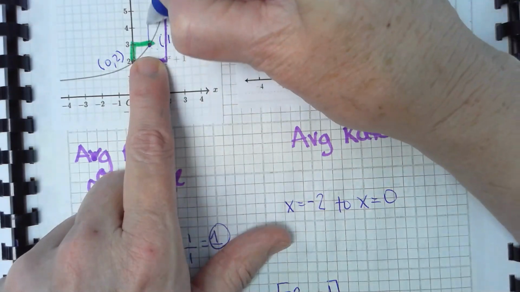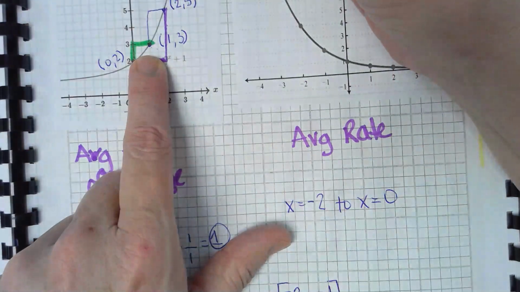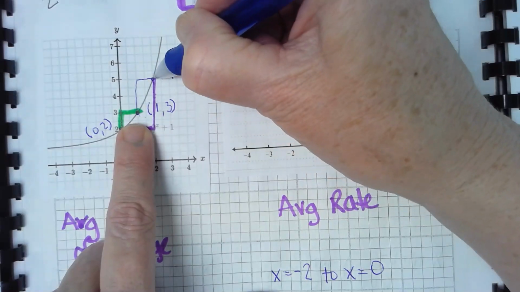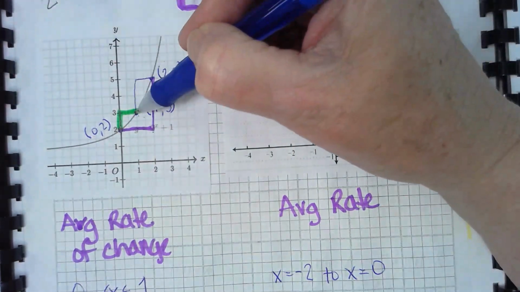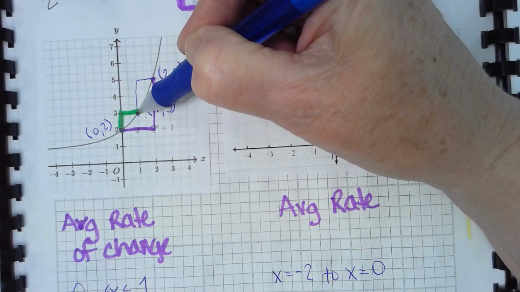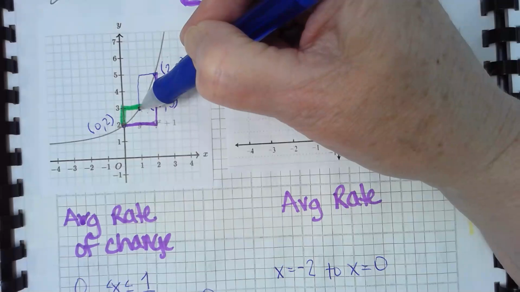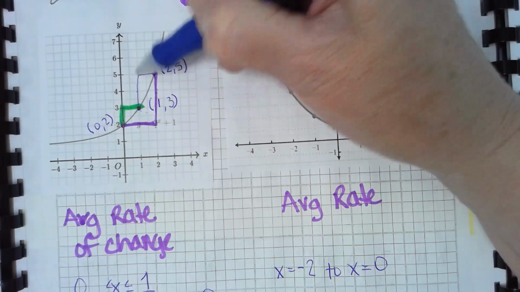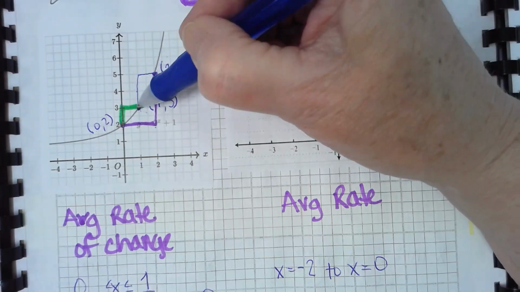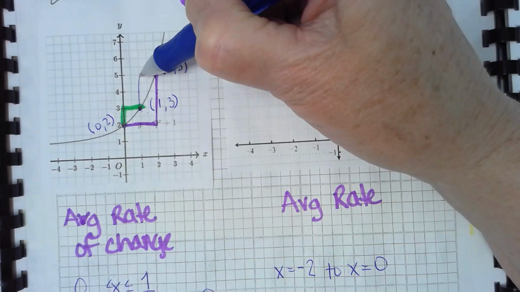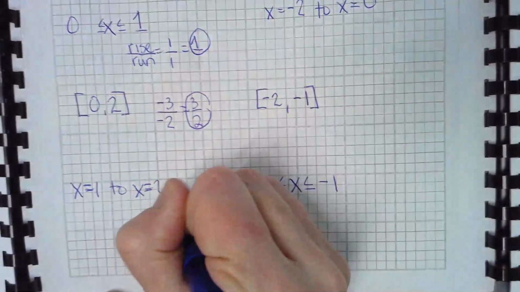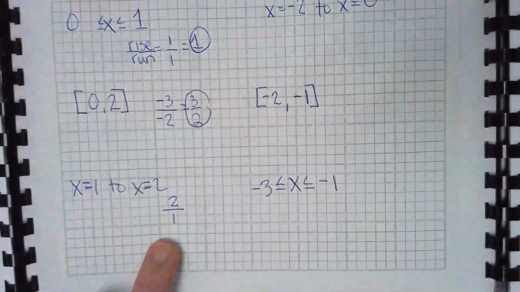So I'm going to draw my right triangle. We're going from here to there. I'm going to draw my right triangle. From here to here. So watch, I'm going to rise 1, 2, and run 1. I'm going to rise 2 and run 1.